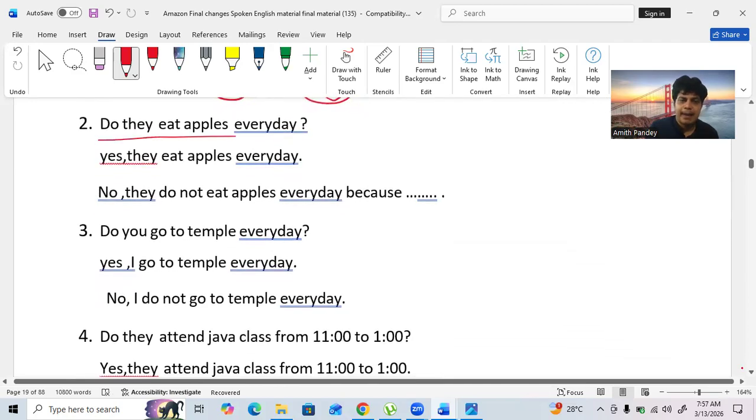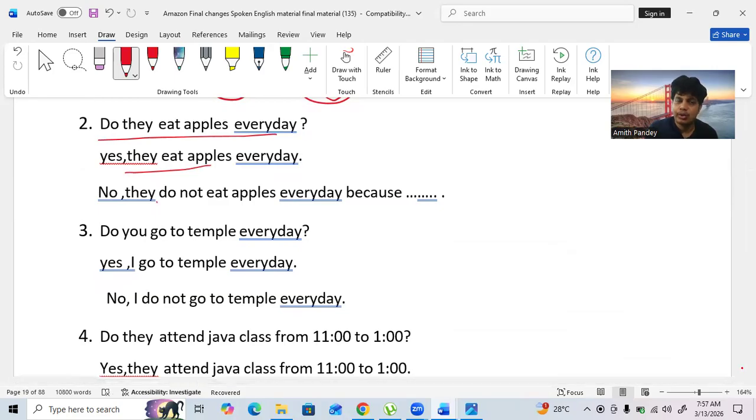Do they eat apples? Yes, they eat apples. In case it is no, then no, they do not eat apples every day, whatever the reason might be, right? Do you go to temple? Yes, I go to temple every day. Or no, I do not go to temple every day because I go occasionally, like once in a week or twice in a week.